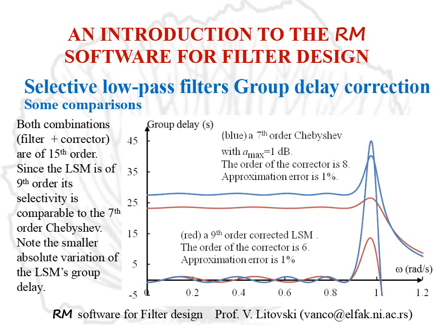Here are these compared. So both filters are of 15th order, both have 1% error, and as we can see, the Chebyshev has larger delay in the passband and stronger peak.